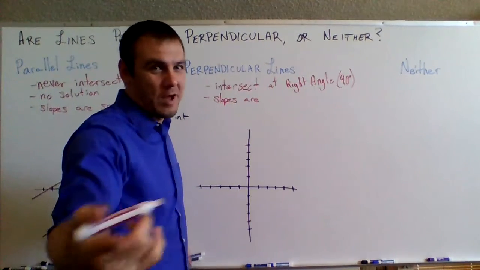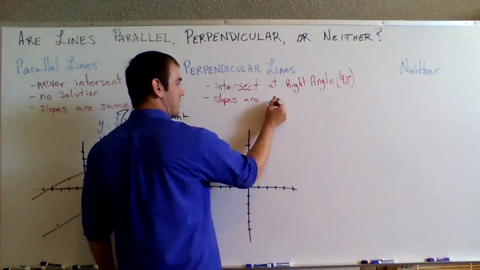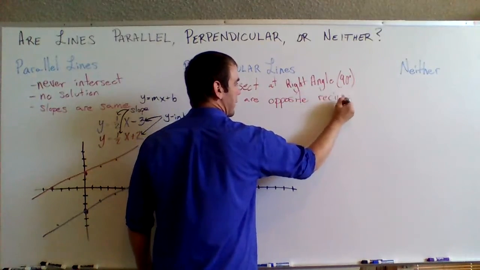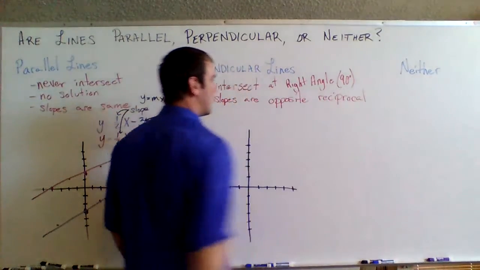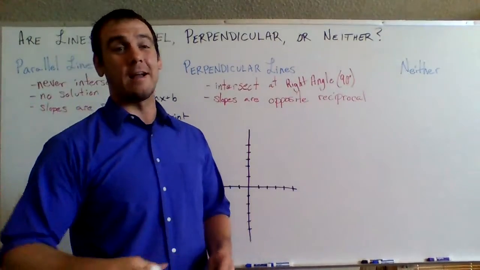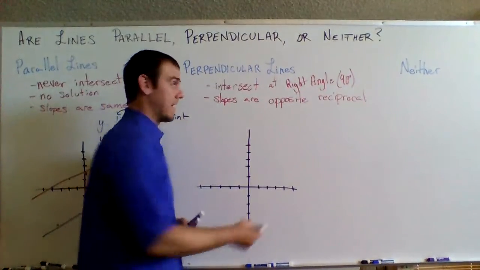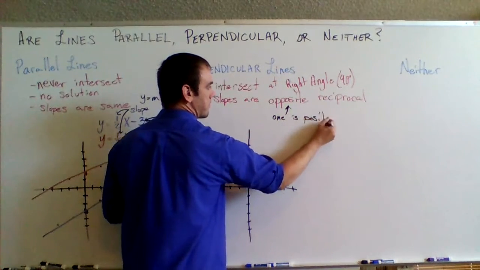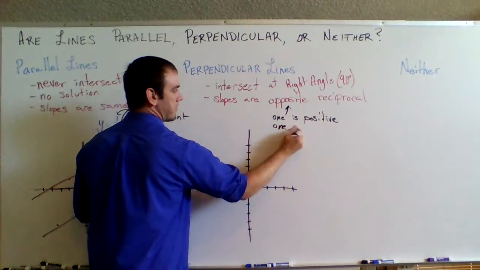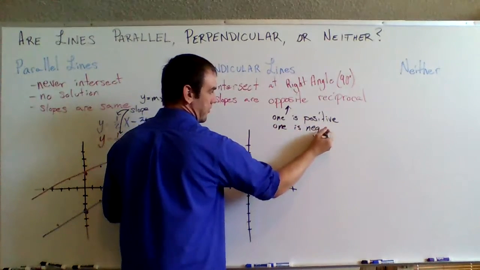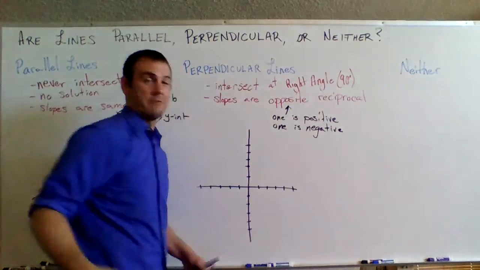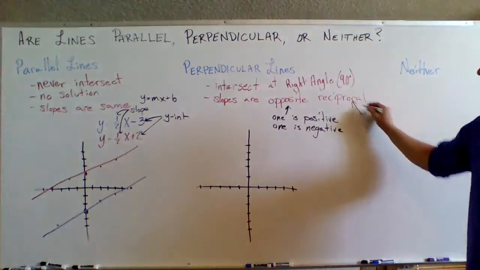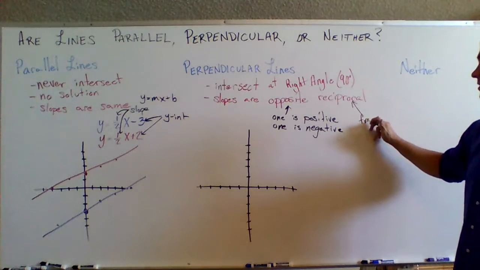I know what you're thinking: what on earth is an opposite reciprocal? When I say opposite, I'm talking about one being positive and one being negative. It doesn't matter which one's which. You just need one of each for the two numbers to be opposite each other. And then reciprocal means the fractions just flip.